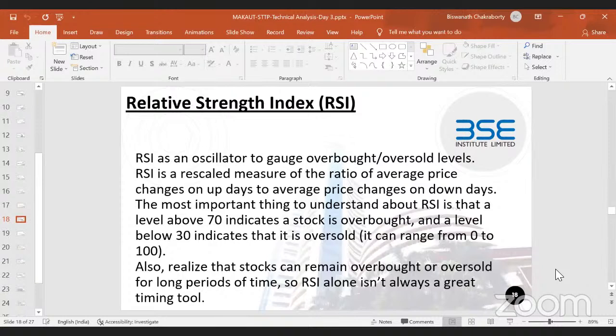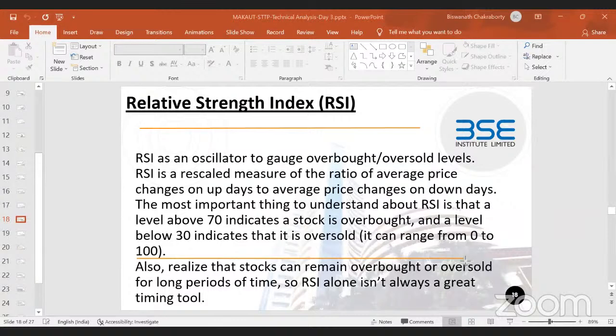Now our next part is relative strength index or RSI. RSI is basically an oscillator. There is a very major difference between an indicator and an oscillator. Oscillator means what? It oscillates within a range, correct? Whatever oscillators we have in technicals, they have their own scaling from 0 to 100. The lower part is 0, the upper part is 100.